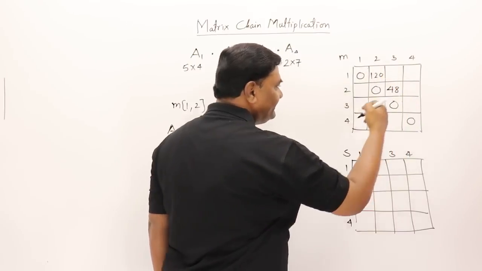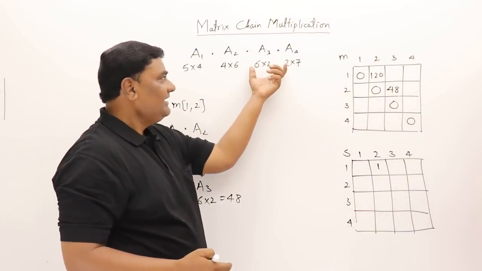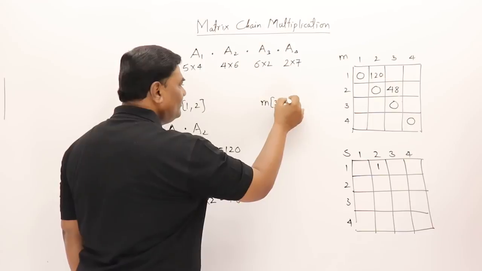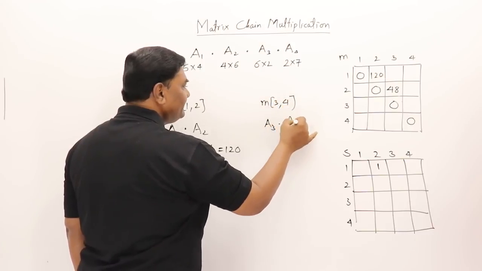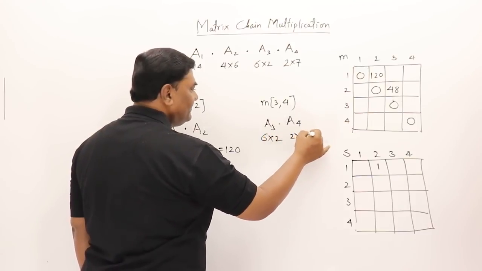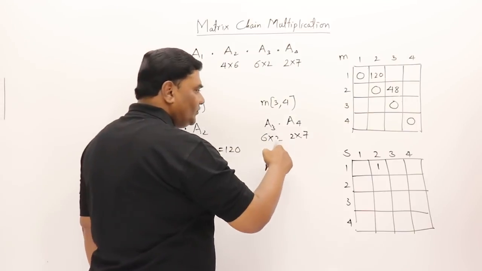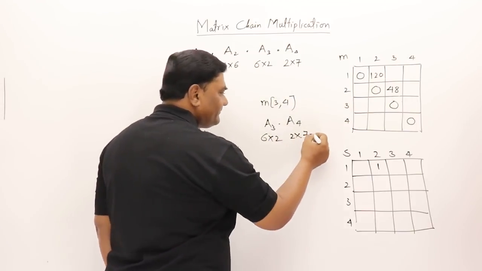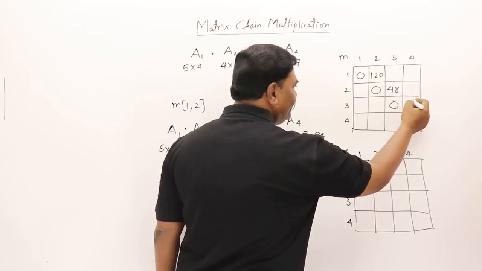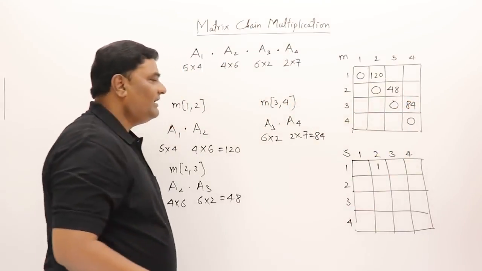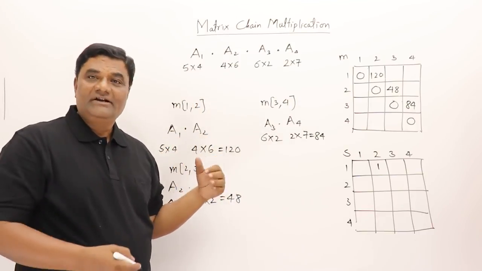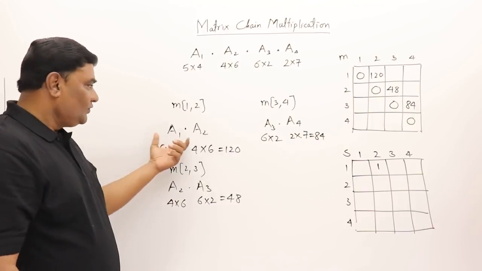So I am filling this diagonal. Next, I will be selecting A3, A4. So here I will write down M of 3 comma 4, multiplying these two matrices. Their dimensions are 6, 2 and 2, 7. Right? So 6 into 2 into 7 is 84. So 3 comma 4 is filled with 84. So now I have the cost of multiplying pairs of matrices, and there are different pairs possible. I have taken all possible pairs. Now 2 matrices were selected.